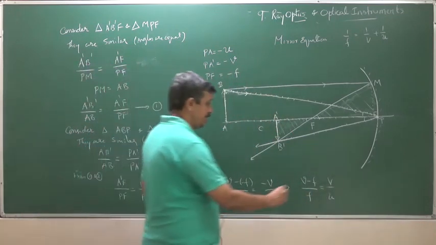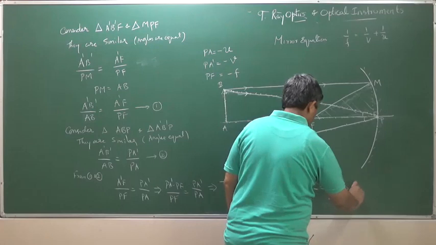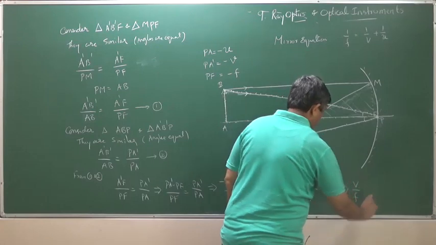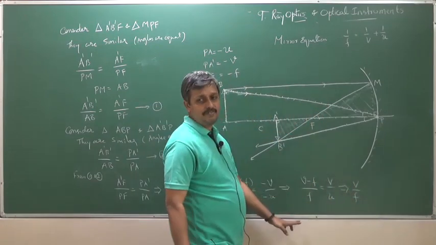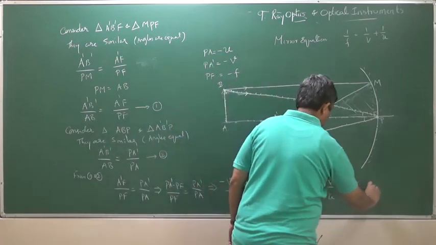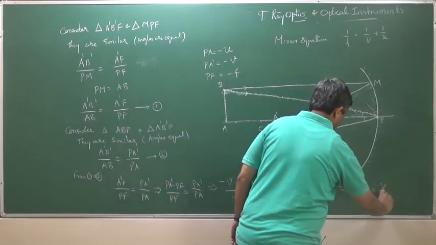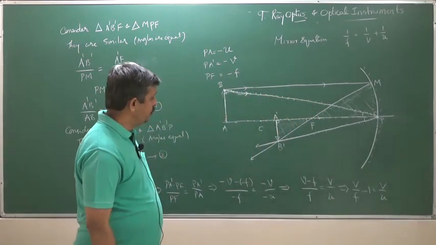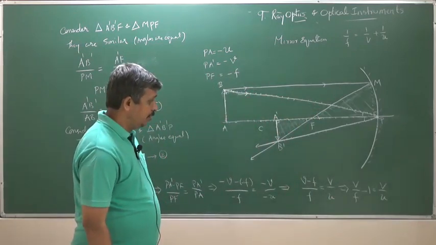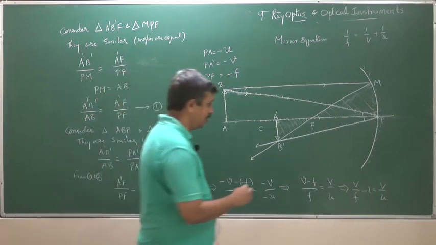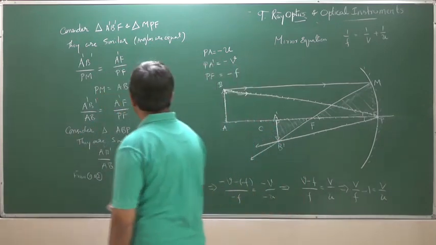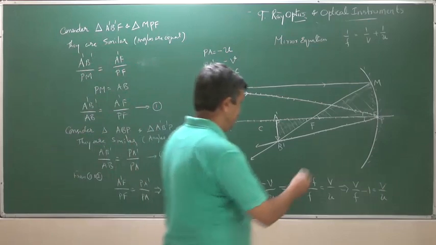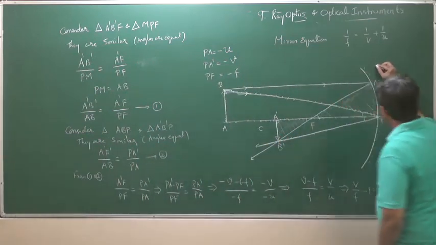So this we will again write as, this implies V by F minus F by F, which is 1, is equal to V by U. So what do you do with that? You take the one to the other side. Okay, so I am going to continue it where, let's say I will do it here. It's a small one.